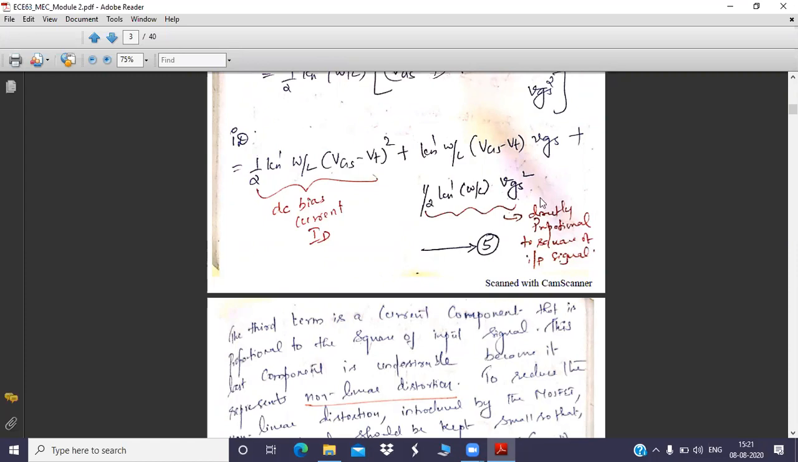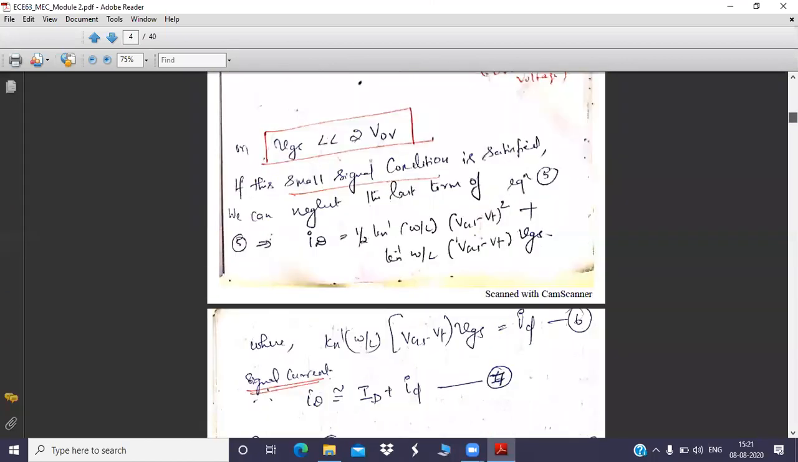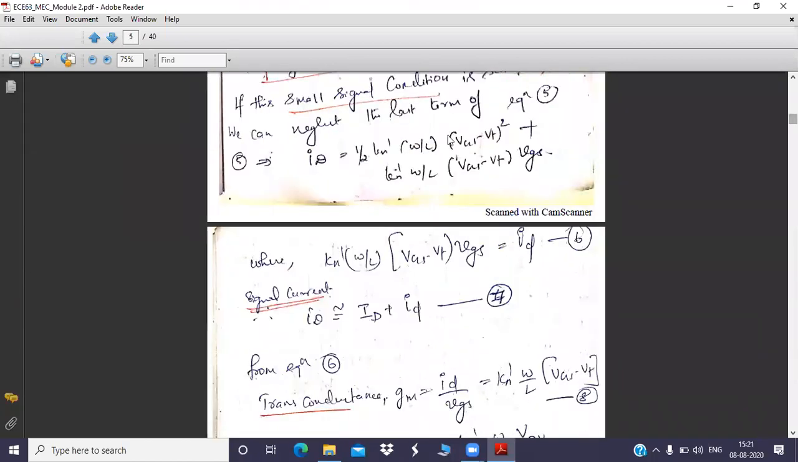Clear. Okay. So now I will be rewriting this equation number 5 so that it will become like this. Only first two terms I have taken. Out of this, you can see the first term is full of capital letters. The second term you have capital plus small. So this will be AC and this will be DC.